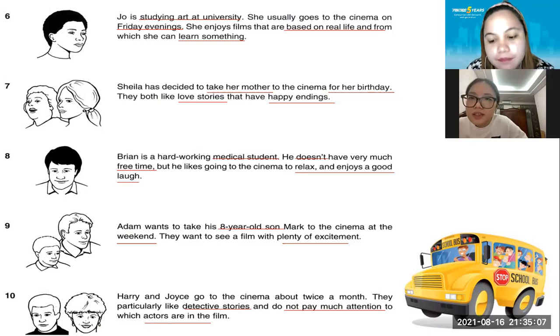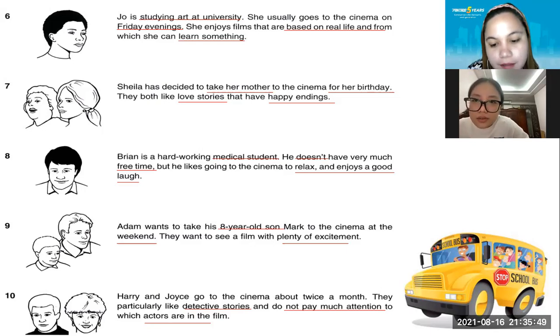She usually goes to the cinema on Friday evenings. She enjoys films that are based on real life and from which she can learn something. Sheila had decided to take her mother to the cinema for her birthday. They both like love stories that have happy endings.